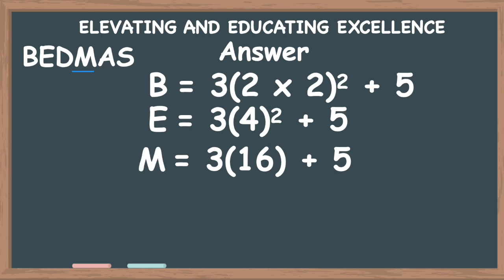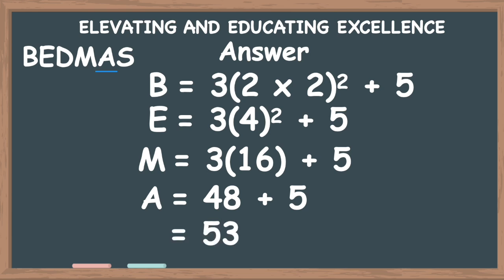So 3 times 16 equals 48. And then the last thing we're going to do is A. So there is addition, so 48 plus 5. So therefore, we're going to solve for the addition. 48 plus 5 equals 53. So your answer is 53.